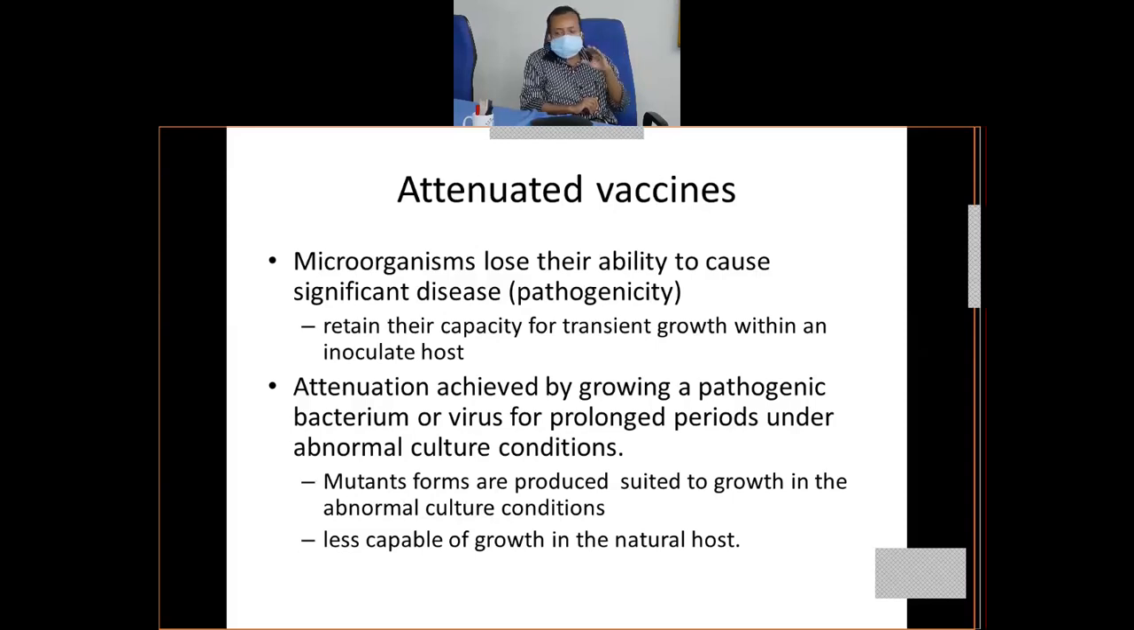These mutant forms will ultimately grow in your culture medium, because you are using an adverse artificial medium. So that mutant form doesn't have the same effect in the natural host.